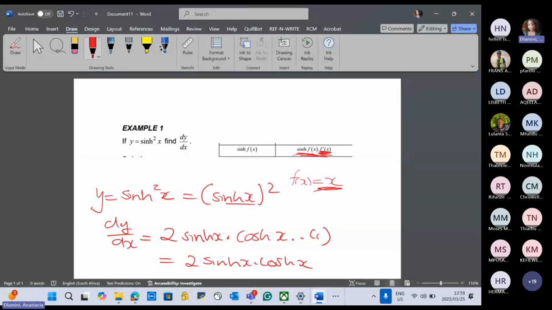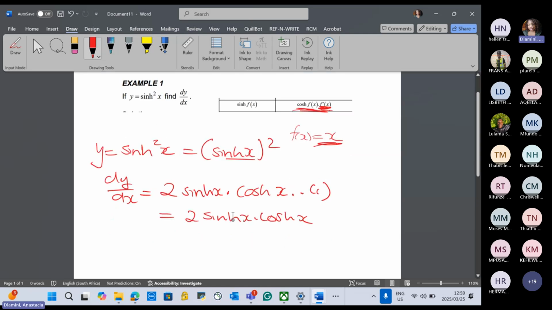Just like that. Not too much needed. Let's see if we are right. We don't need anything else. And we are. Now let's go to example 2.